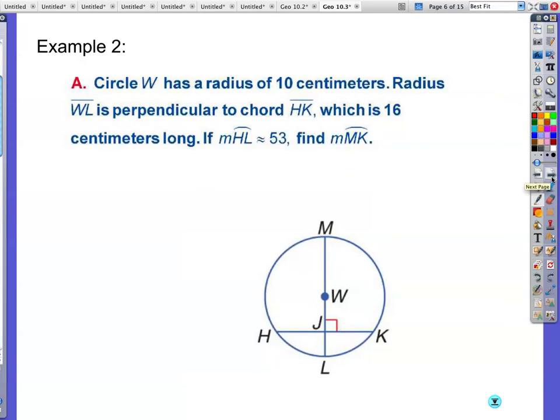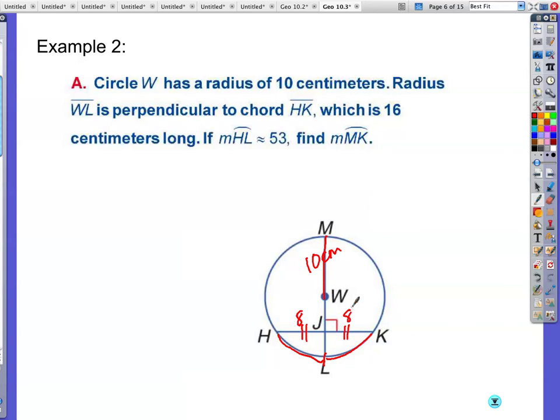Circle W has a radius of 10 centimeters. All right, I'm going to put that in there right now. 10 centimeters, that's from here to here. Radius WL is perpendicular to chord HK. Okay, right as soon as you hear that, we can almost write in this piece is congruent to this piece is congruent to this one as well. All right, so radius WL is perpendicular to the chord, which is 16 centimeters long. So the chord is 16, but I'm going to write 8 and 8. Can I do that automatically?